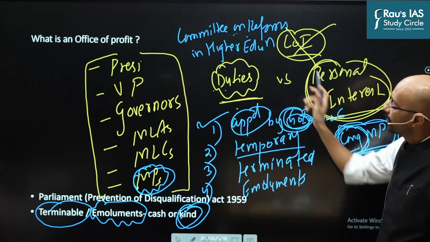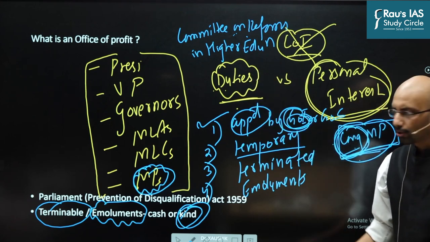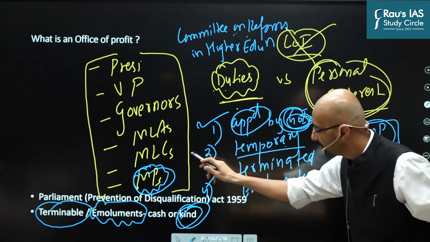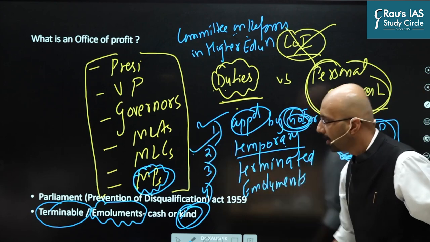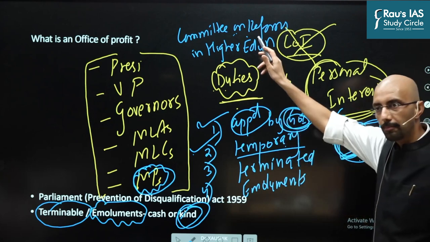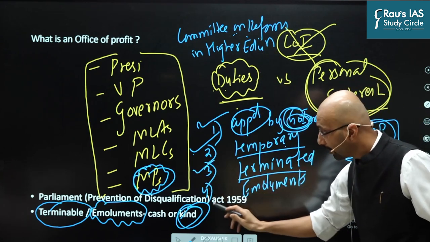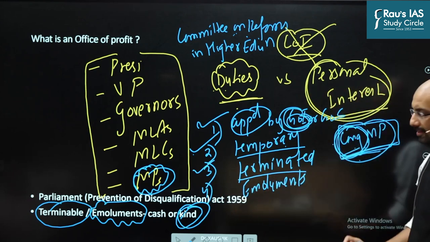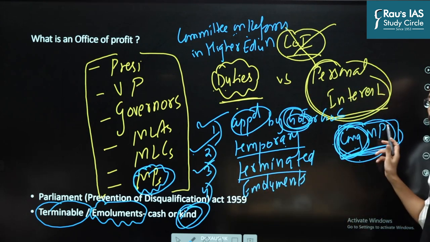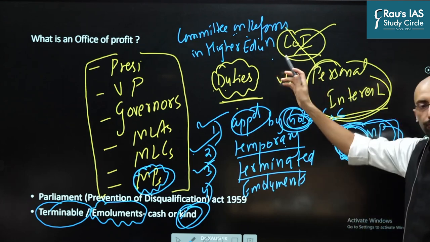Now, membership of this committee, is it a permanent membership? No, anytime membership can be changed. So it is not permanent. So it is temporary. Second condition satisfied. Because it is temporary, I can be removed from the committee anytime. So I can be terminated. So third point satisfied. Now, fourth point. Tell me something. If this Congress MP is given this job, will he do this job for free?